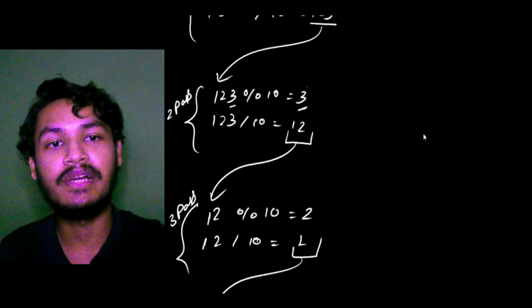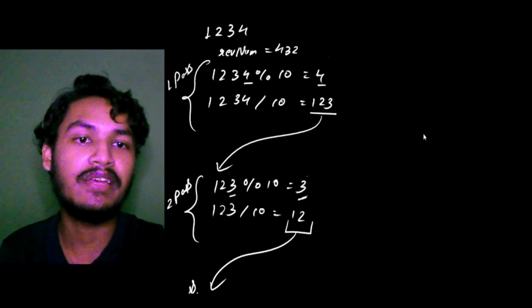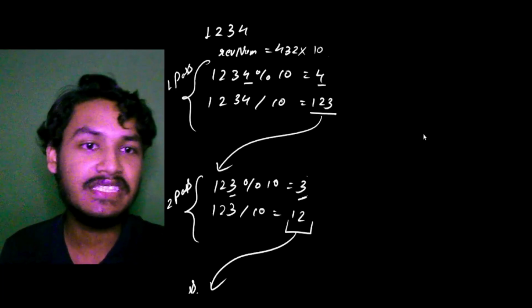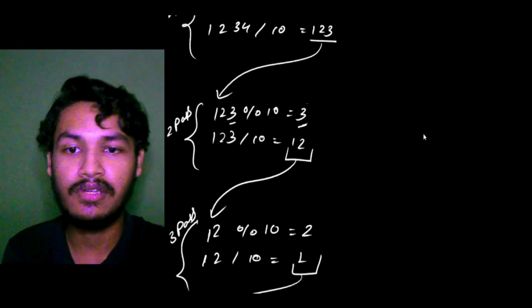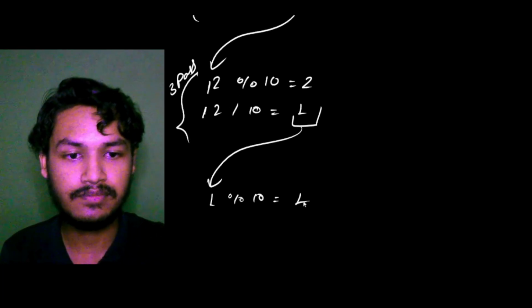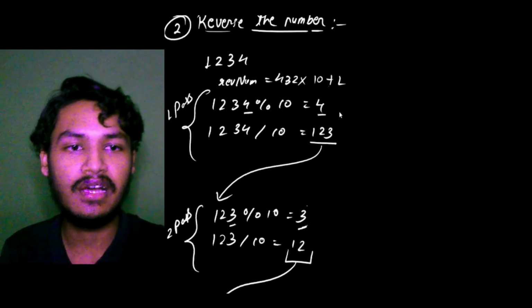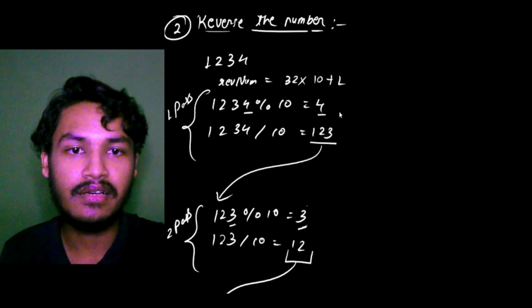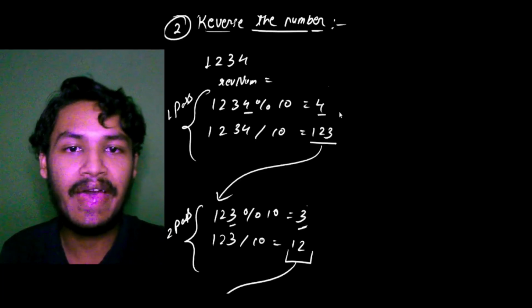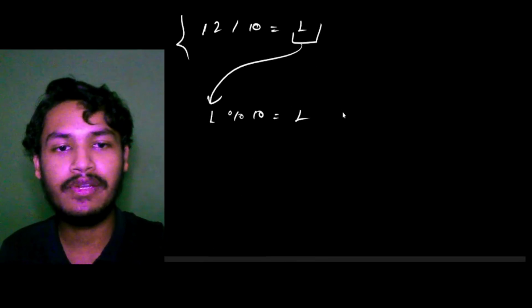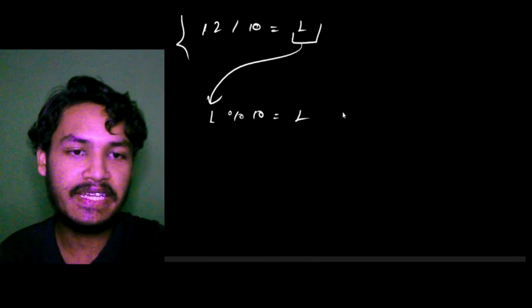Again we will multiply the reverse number variable with 10, and we will add the last digit, which is 1. You can see here this is 1, so we are adding this here. And after doing this in a reverse number variable, we will have 4, 3, 2, 1, and then we will divide this number by 10.